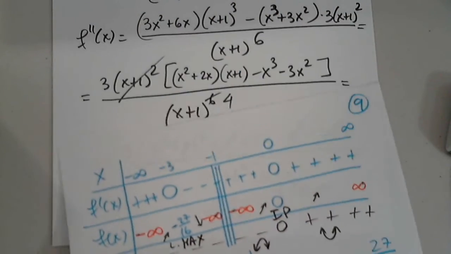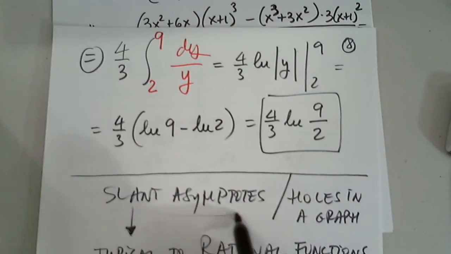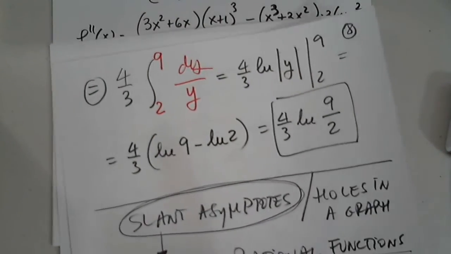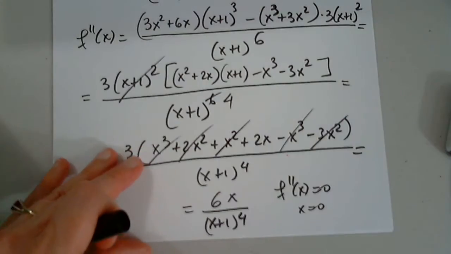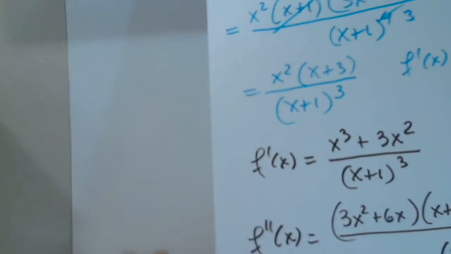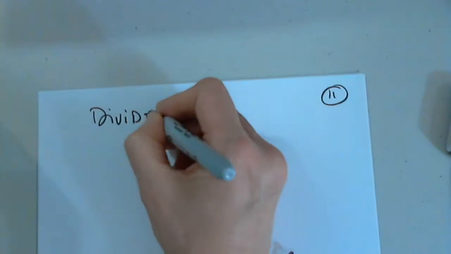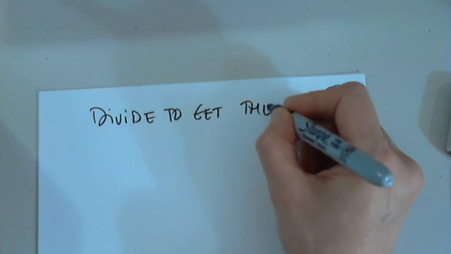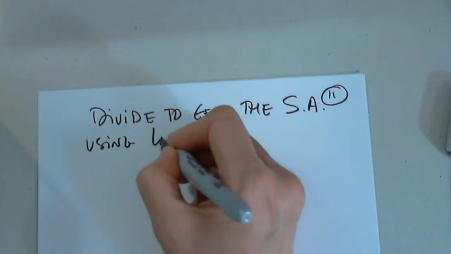Okay, finally, and you could say, what did you do all this for? I need to determine the slant asymptote now. Okay, so how do I determine the slant asymptote? Divide to get the slant asymptote using long division.